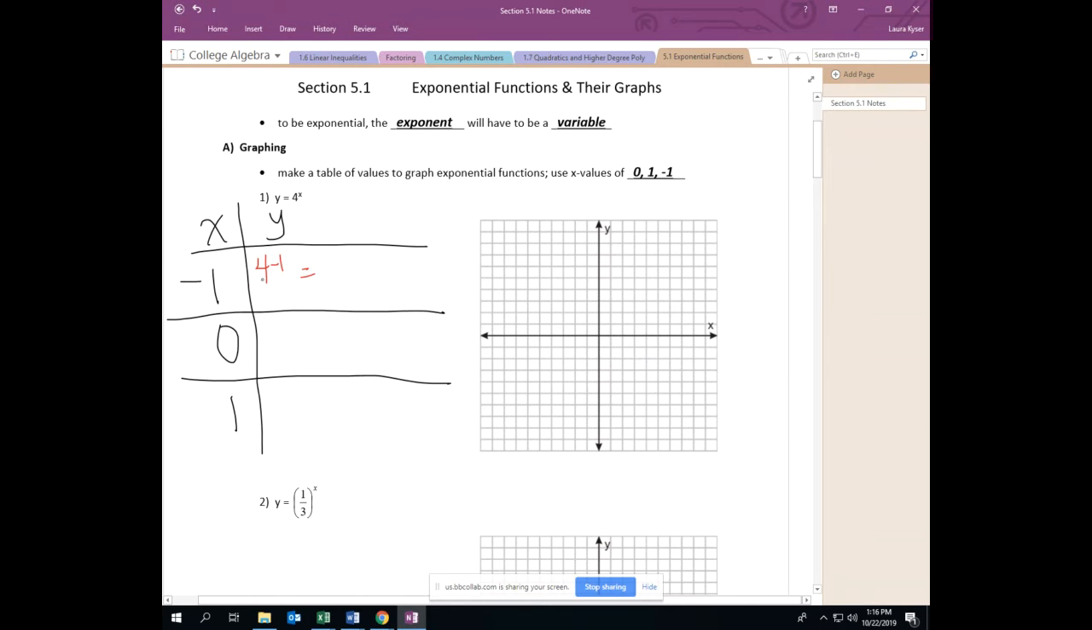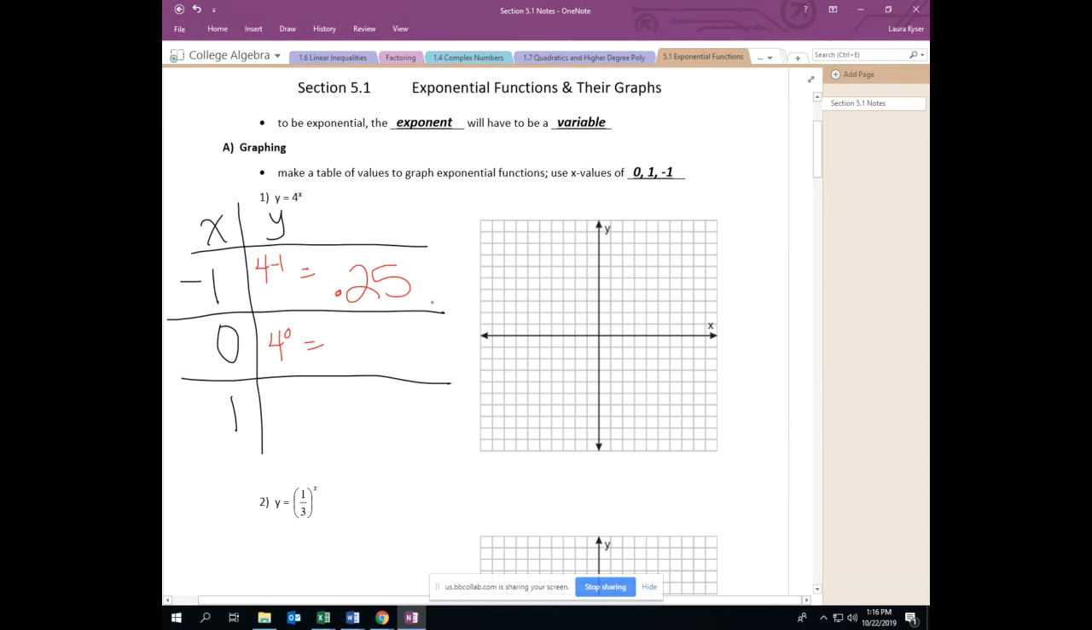So if you plug in 4 to the -1 power in the calculator, you get a decimal and it's 0.25. And so when we go to graph this, we'll just do our best to get near 1/4. When we plug in 0, we've got 4 to the 0 power.